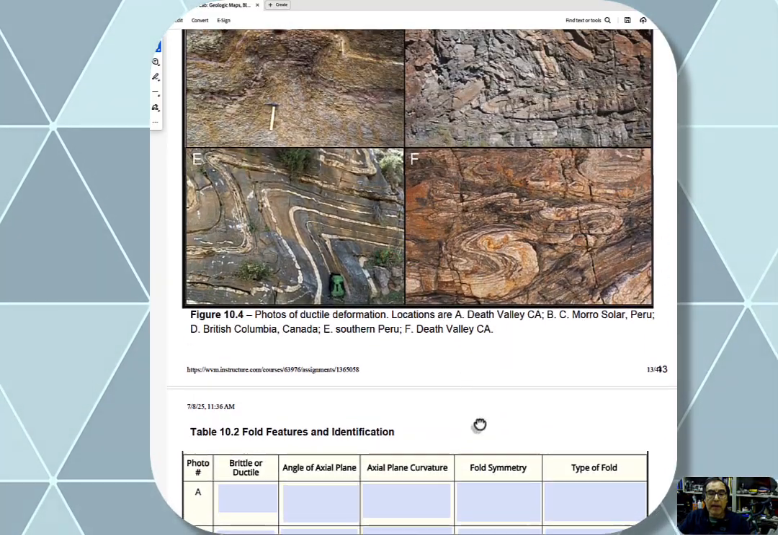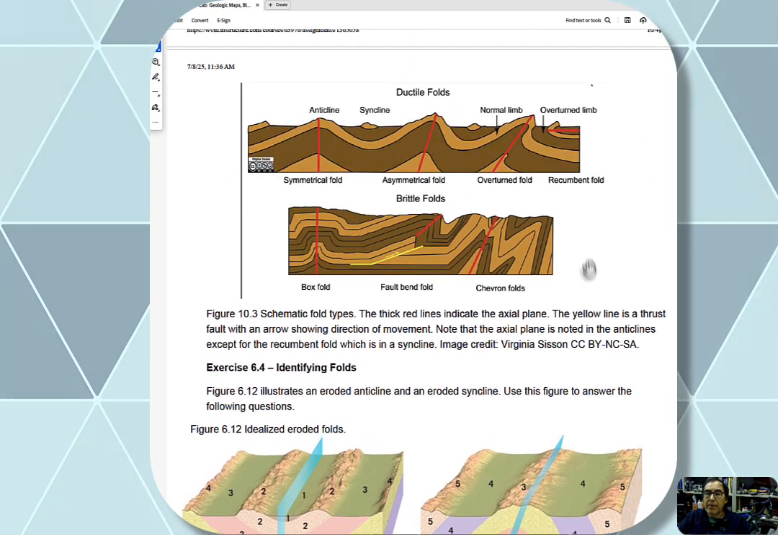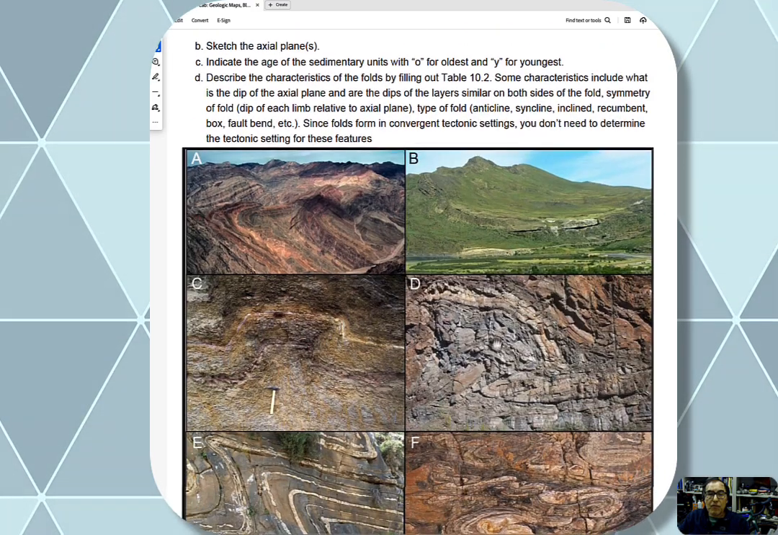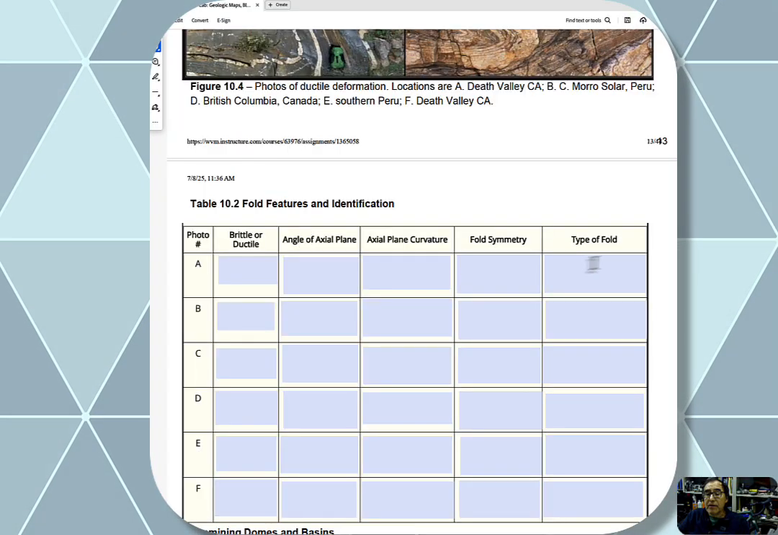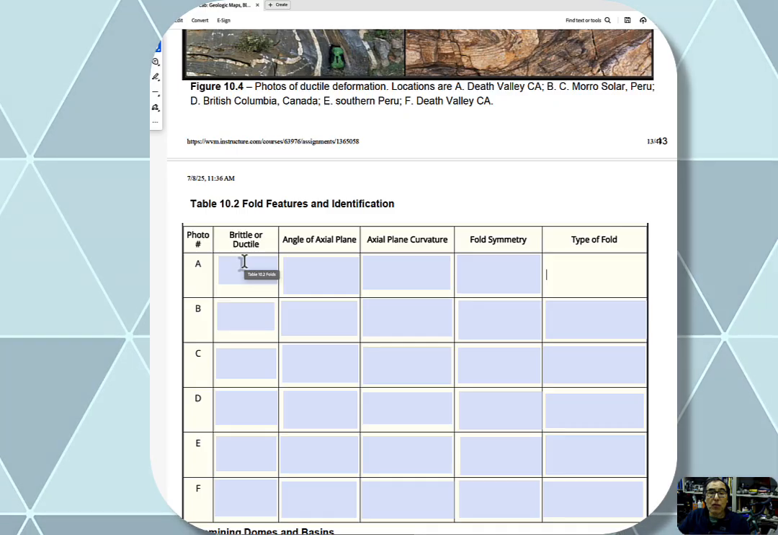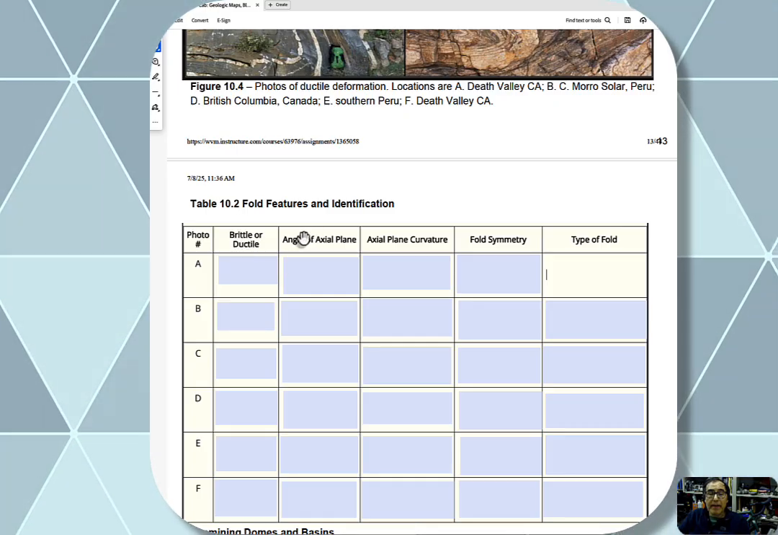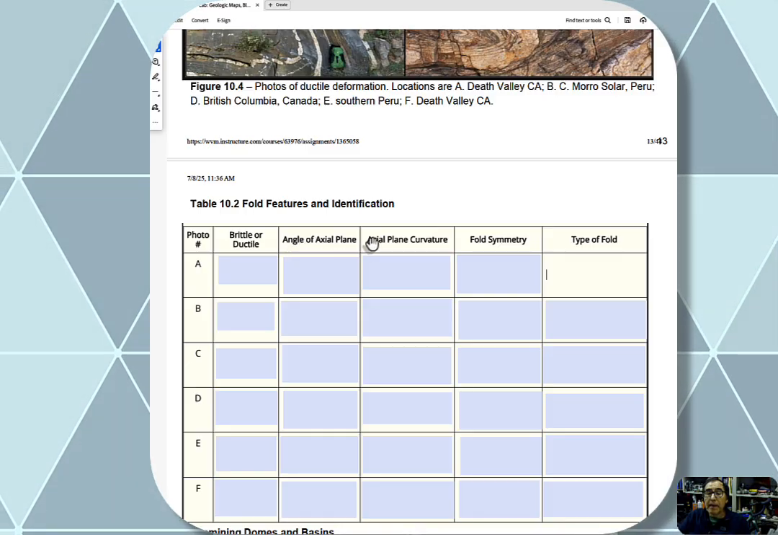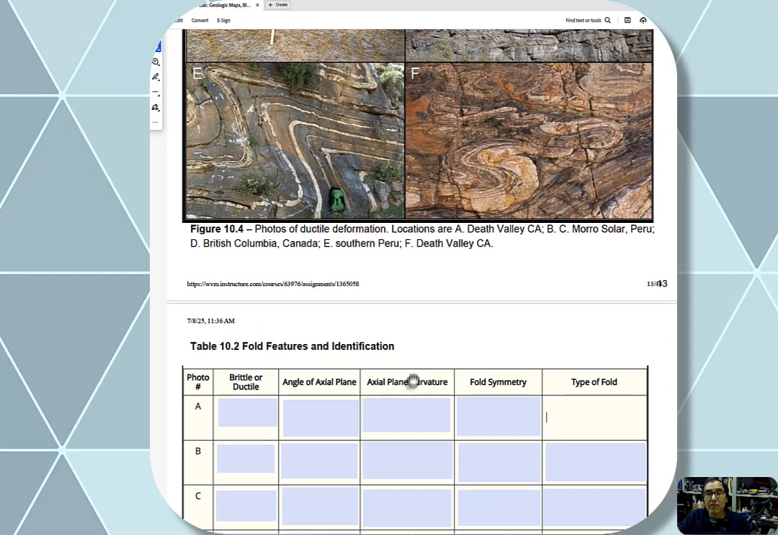For example, photo A, that looks like an overturned fold, but I call it a recumbent fold. So you would say for letter A, the type of fold is recumbent. I guess you'd put it over here, recumbent. But then what type of deformation? Since it's folded, they're pretty much all going to be ductile for the folds, right? And then try to figure out the angle of the axial plane. If the plane has any curvature, some may not, so you might have to leave it. We'll see what you can answer on that one.